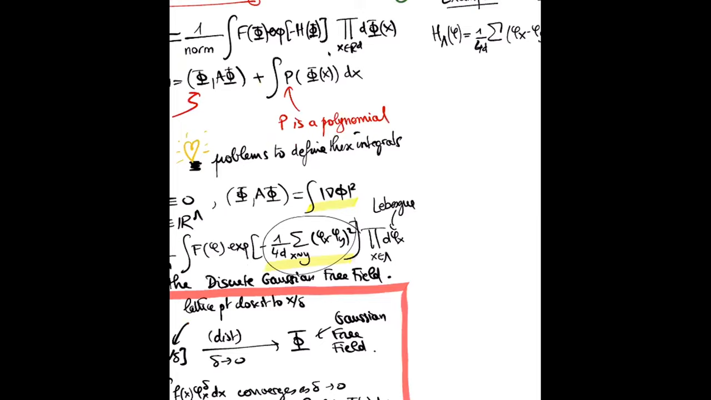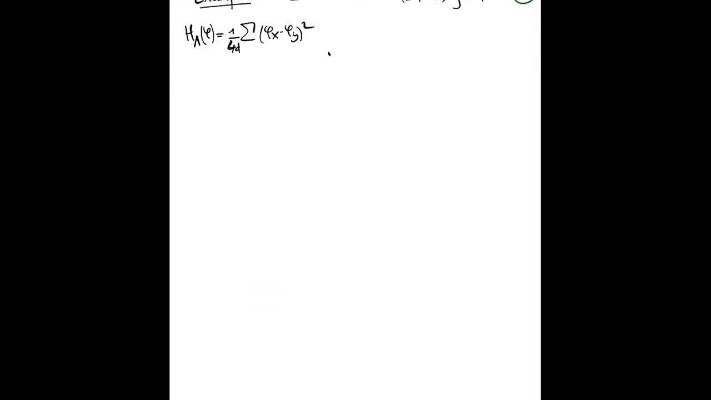So let's try to define this. The quadratic form is still the same. You can play the same game, define exactly the same object, except that instead of having the sum of phi x minus phi y squared, which was what I had here in the exponential, a Hamiltonian, I can add a second term, which corresponds to a discrete version of my polynomial term, the integral of p of phi of x dx.